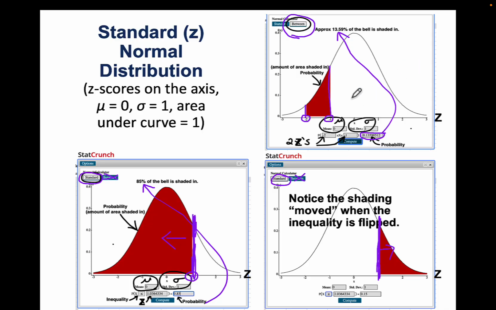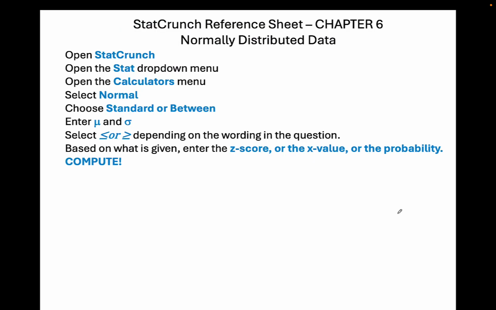So these are example output screens from StatCrunch. How are you going to get to them? You're going to open StatCrunch, open the Stat drop-down menu, and find the menu after that labeled Calculators, and here's the program we're going to use. It's called Normal. Think of that bell-shaped curve. It's shaped like a bell. It's called normal distribution. So find the calculator. Program is called Normal. You'll choose standard or between based on the question.